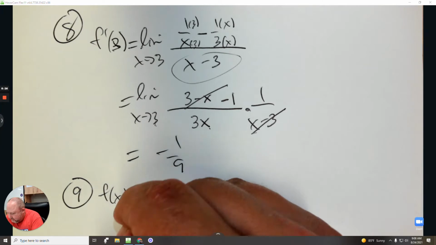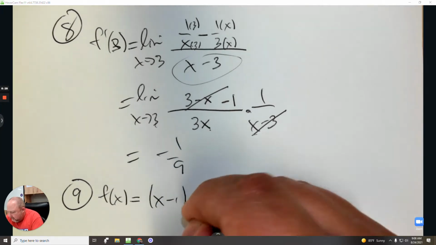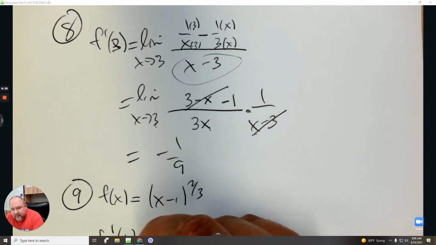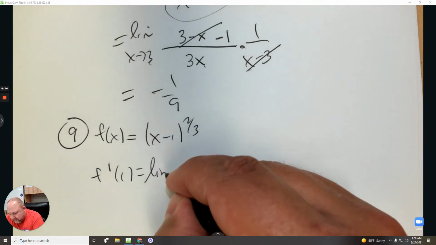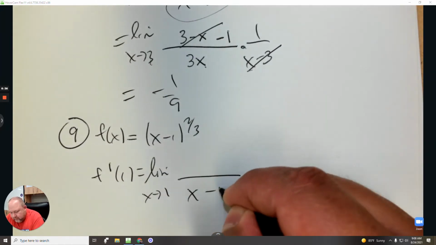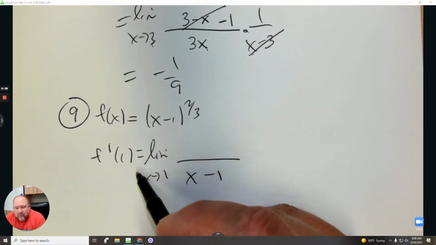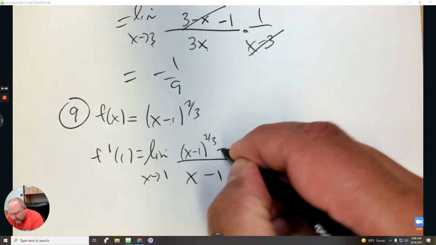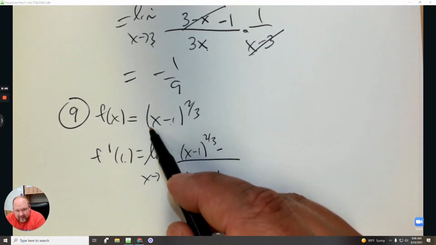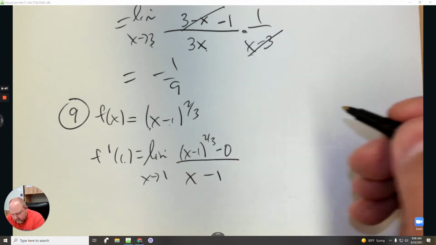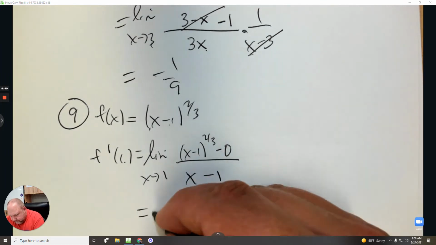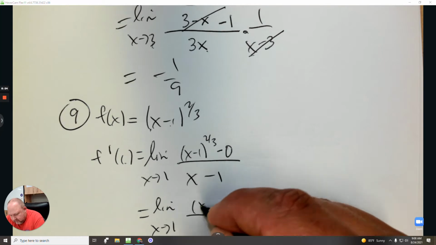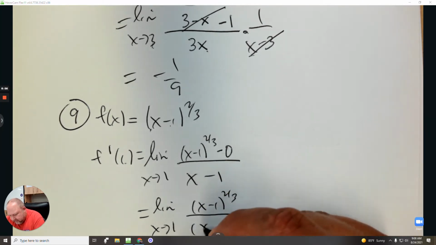We have the function x minus 1 to the 2/3. I don't know, I just wrote it for fun. The derivative at 1 is the limit as x approaches 1. The denominator is x minus 1. We are going to start with the function, which is x minus 1 to the 2/3 minus, plug 1 in, and you get 0. So we're actually going to use exponent rules to simplify this.